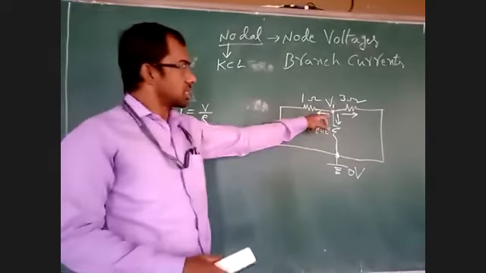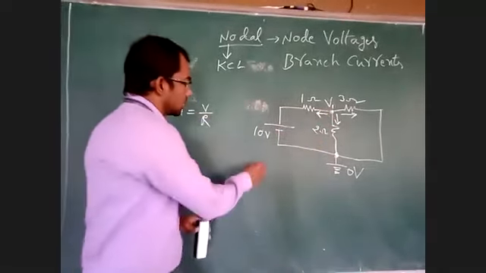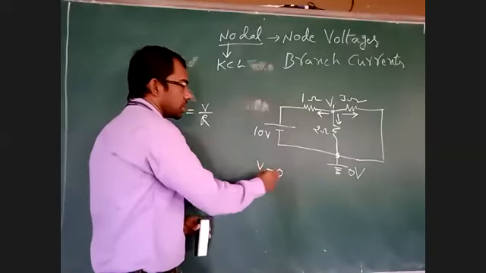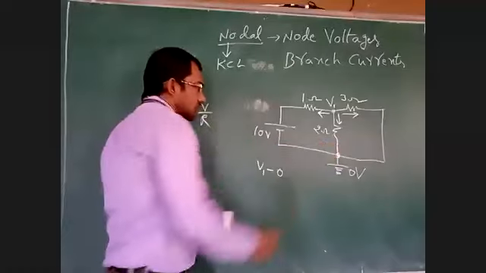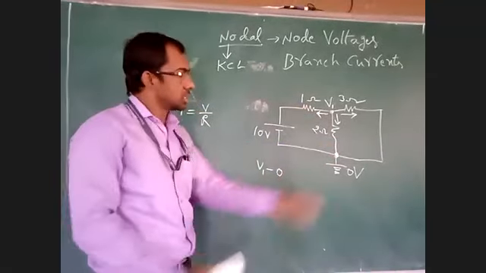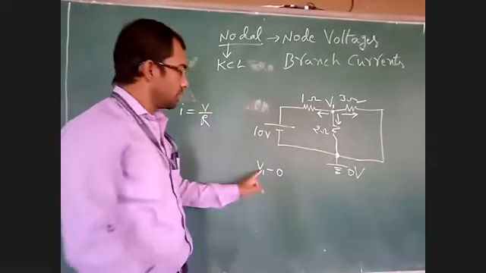Now I am considering the arrow this side. So V1 is positive, 0 is negative. That is V1 minus 0. If the arrow is moving the other way, it is 0 minus V1, because 0 is at higher potential. Now I am considering the arrow in this direction. So V1 minus 0.